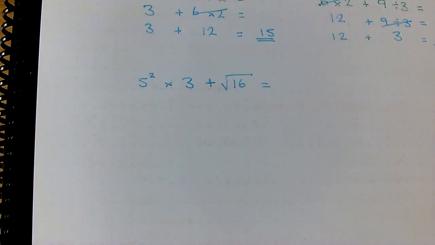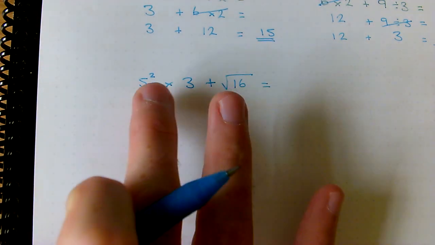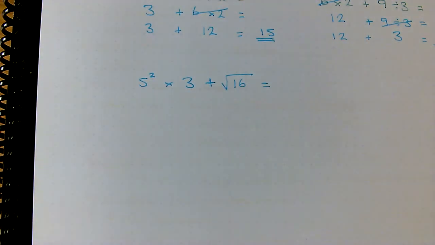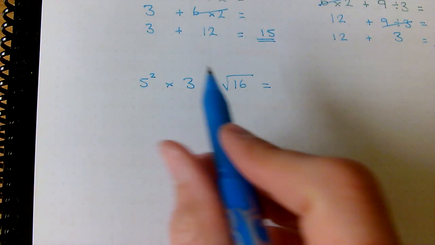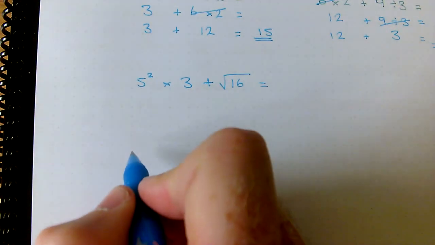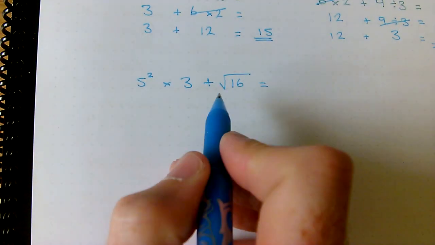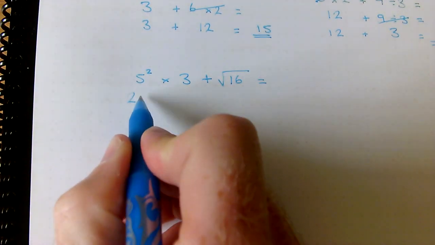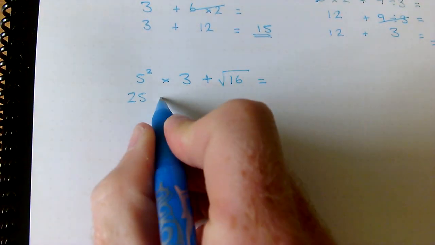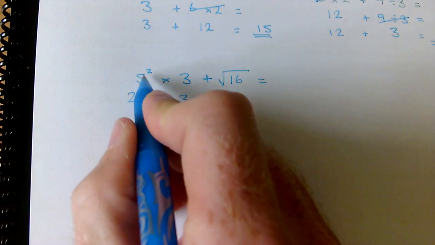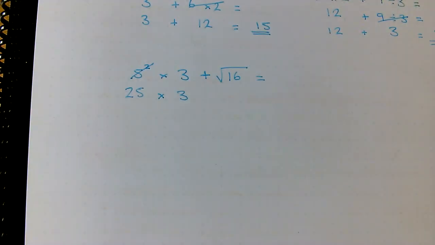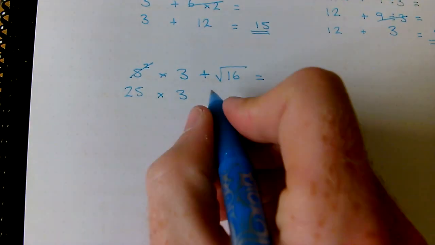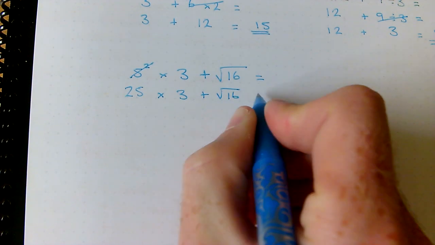Okay, so no brackets, but there are indices and there are 2 indices. Now I could do them both at the same time, or I can do them one at a time. I'm going to do them one at a time just for simplicity. So I'm going to do the squared first because it comes before the square root in the question. So 5 squared is 25 times 3 has not been used, so I'm crossing out that 5 squared because I've now used it, plus square root of 16.